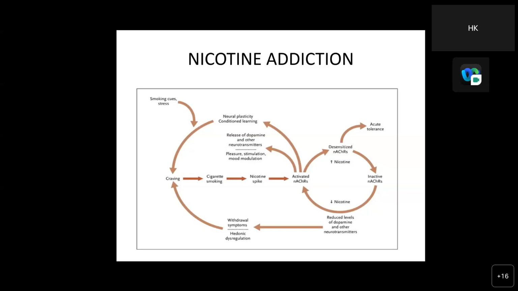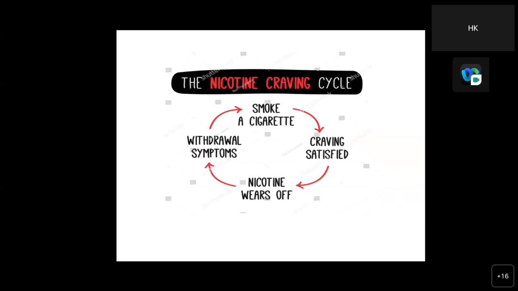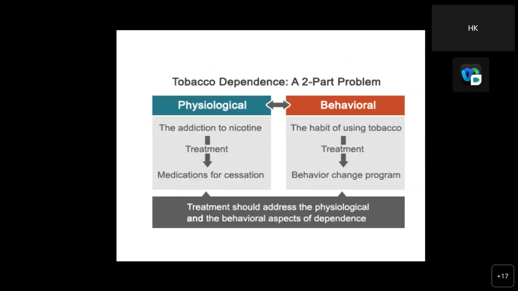Some of the activated nicotinic acetylcholine receptors become desensitized. That leads to acute tolerance. If they are completely inactive, it leads to a decrease in the nicotine levels. That leads to nicotine withdrawal symptoms, which finally again leads to craving, and again they start smoking. Simply, the nicotine craving cycle is: smoke a cigarette, craving will be satisfied. If nicotine wears off, withdrawal symptoms will develop again. That leads to smoking another cigarette.